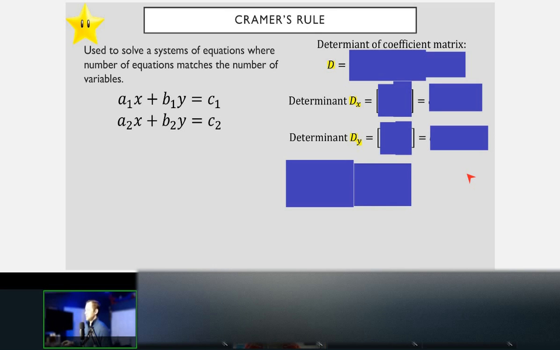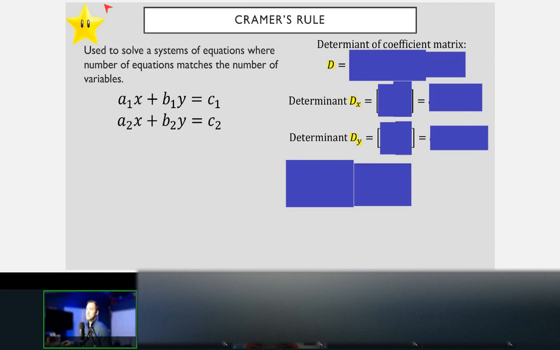So the determinant has a lot of uses, like I said at the very beginning. The use that we're going to apply it to is solving systems of equations using Cramer's rule. So it doesn't just do one thing. It has a purpose for many things. Okay, so let's actually see the math.